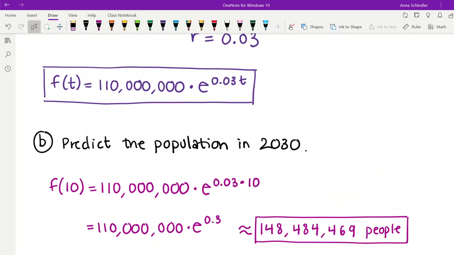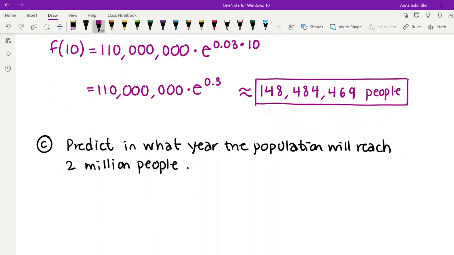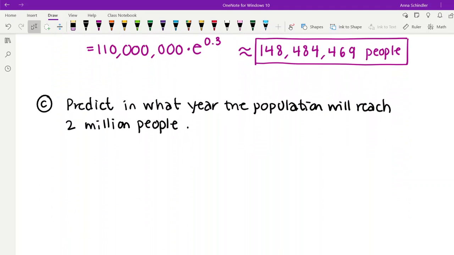Okay, so what's going on here? Well, in the last question, we were given the year, right? We had 2030, and from that we figured out that t was equal to 10 because we were 10 years after 2020. So in this problem, we were given the year and we were trying to find the population. This third part, instead now we're given the population and we need to find the year.